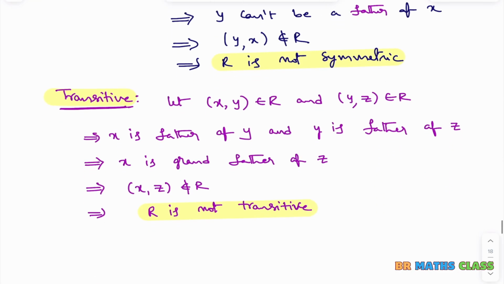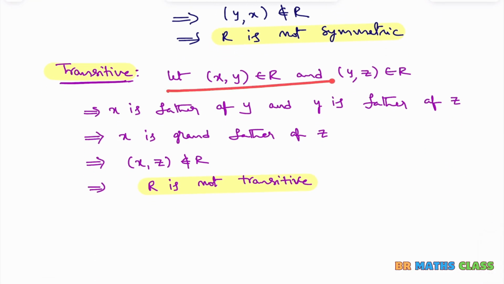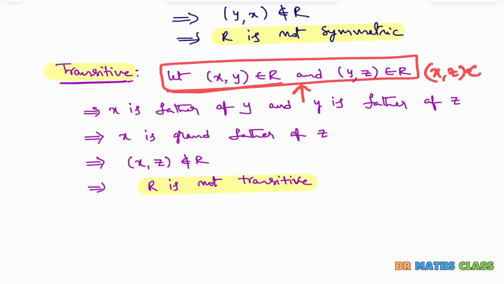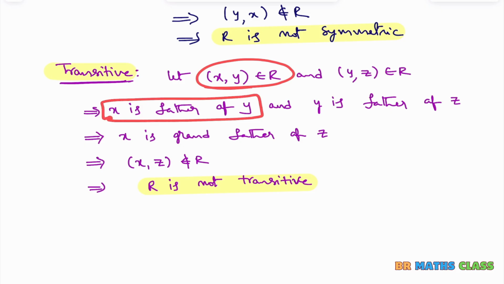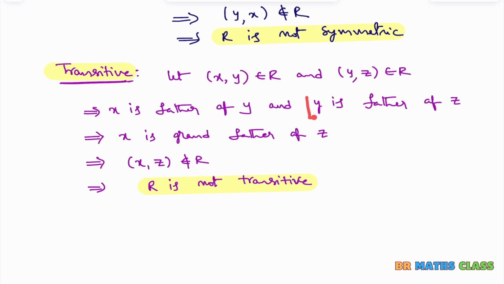Now, we'll check the transitive condition. What is the transitive condition? For every such pair x comma y and y comma z that exists in the relation, we look at whether x comma z is there in the relation or not. First, I take x comma y and y comma z in the relation. X comma y belongs to R means x is a father of y, and y is a father of z. First, we'll check whether such a pair exists or not.